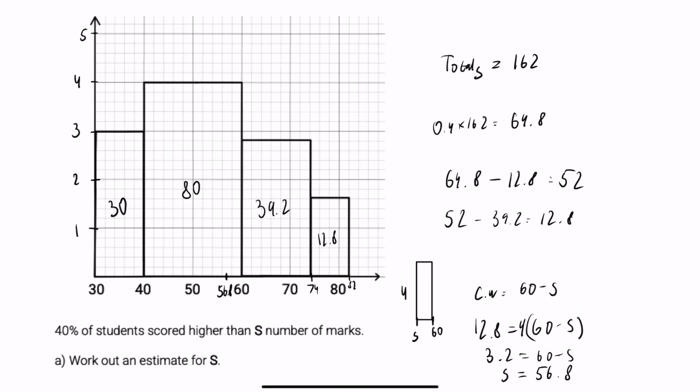So even if we had 300 students in reality and we used 162 students to find our answer, the S would still be 56.8. Even if we used 300, 400, or 600 students, whatever number in proportion, we would still get the final answer of 56.8 for our S number of marks.